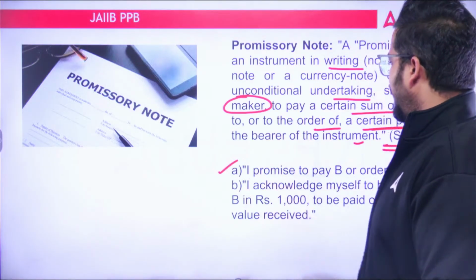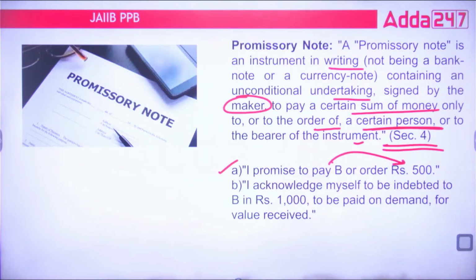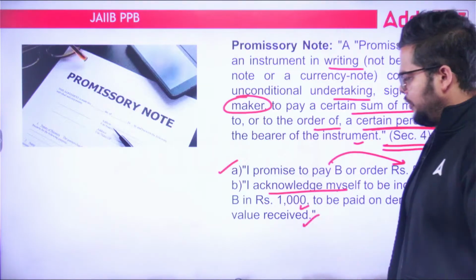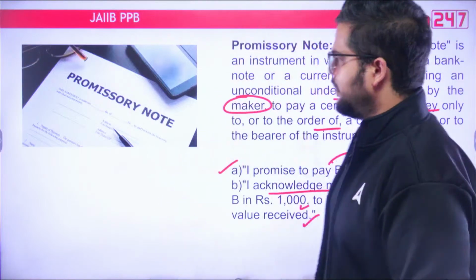So, "I promise to pay B or order rupees 500", like that you will find a promissory note. Or "I acknowledge myself to be indebted to B in rupees 1000 to be paid on demand for the value received." Whatever the language is, it will be known as a promissory note.